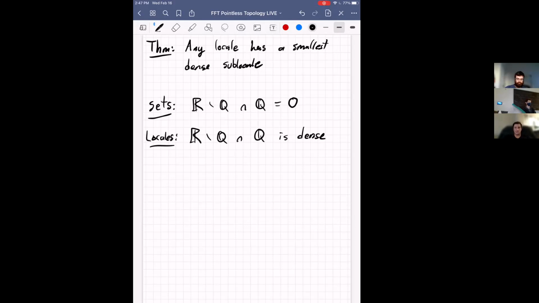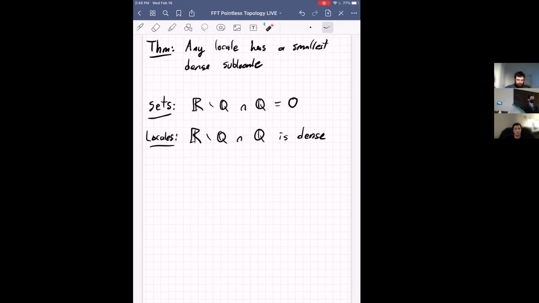So somehow the locale here can tell apart. I don't know if I know how these things work as well as I wish I did, but the fact that there are elements in Q that are arbitrarily close to elements in R mod Q means that when you're thinking about the locale, it sort of sees those somehow. And that's sort of the whole point of all of this pointless topology.